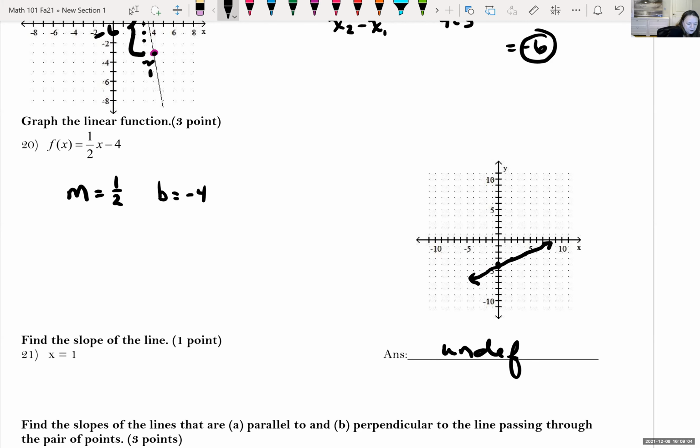And if you didn't know if it was undefined or not, we could just get a couple points, right? X is always 1. So (1, 0) is a point, (1, 1) would be a point. And then we could look at our change in our y value. So 0 minus 1 all over 1 minus 1, -1 over 0 is undefined. I would be okay with you just saying it's undefined. You don't have to show that.